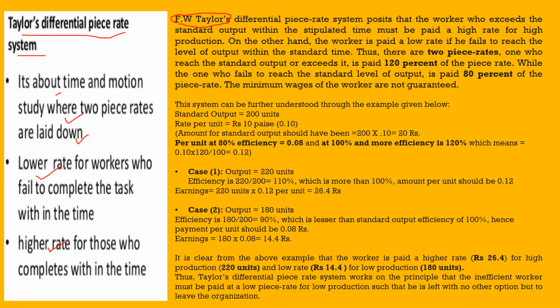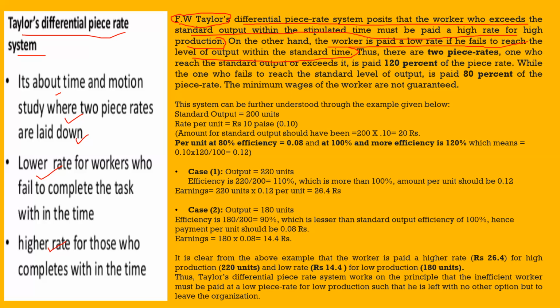Let's see and understand what he is expecting and what he has told in this. FW Taylor's differential piece rate system posits that the worker who exceeds the standard output within the stipulated time must be paid a high rate for high production. On the other hand, the worker is paid a low rate if he fails to reach the level of output within the standard time. Thus, there are two piece rates.